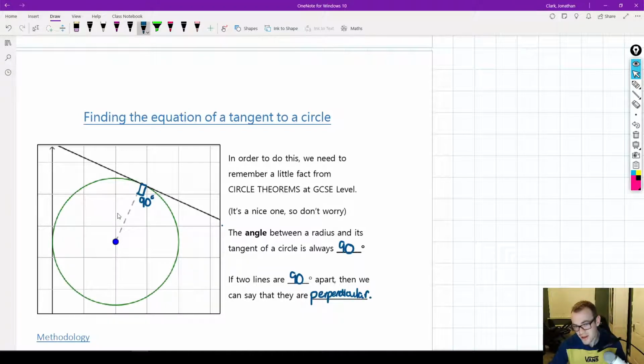Okay. Now, we did investigate perpendicular lines within coordinate geometry. Take a moment to see if you can remember the formula. If two lines are perpendicular, then their gradients should multiply to make -1. Okay, and we'll be using that idea very shortly too.